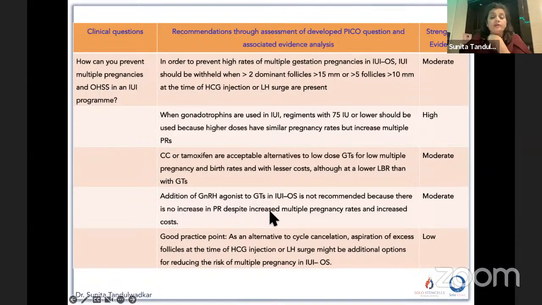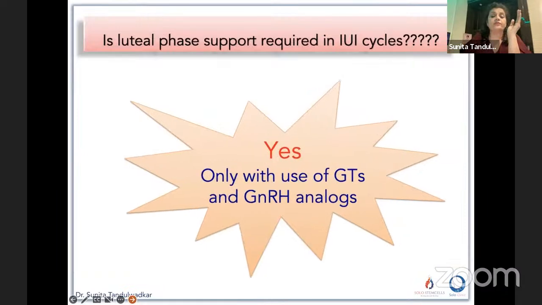Addition of an agonist, not recommended. Good clinical practice, alternative to cycle cancellation, I just told you, aspirate the excess follicles at the time of a surge so that the egg will not be released. You have just aspirated those follicles, but you allow 2 follicles just to rupture on their own.